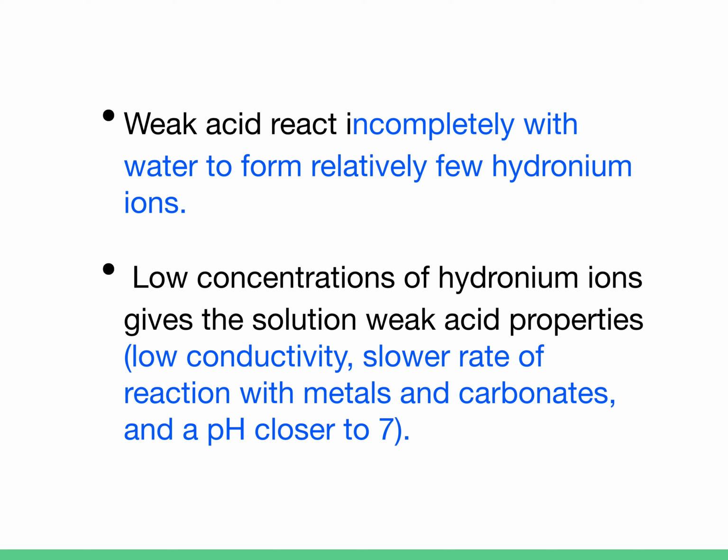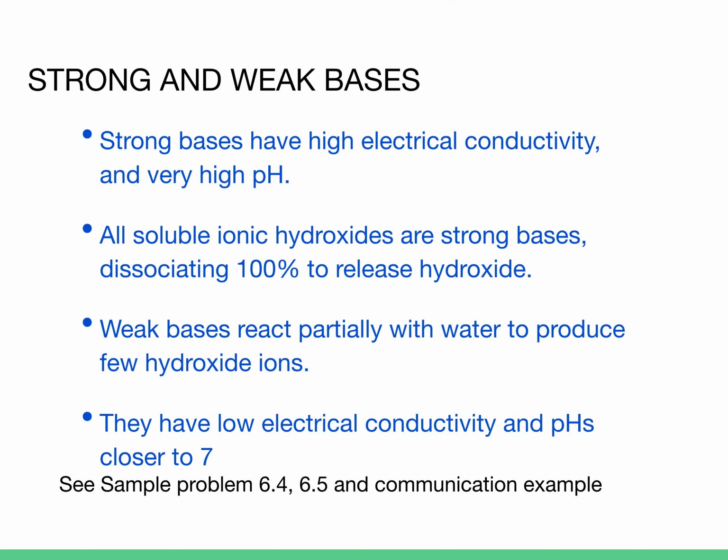The lower concentration of hydronium ions from weak acids means they have weaker acidic properties, so they have less conductivity. Their pHs are closer to 7. They'll have a slower rate of reaction. Same sort of thing is true for bases as well.